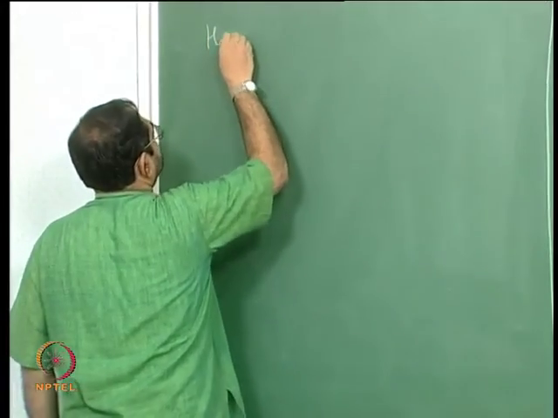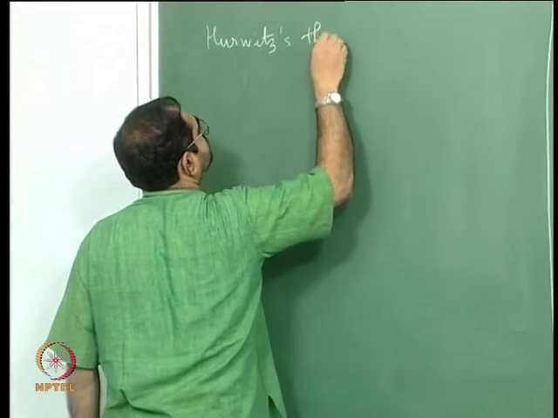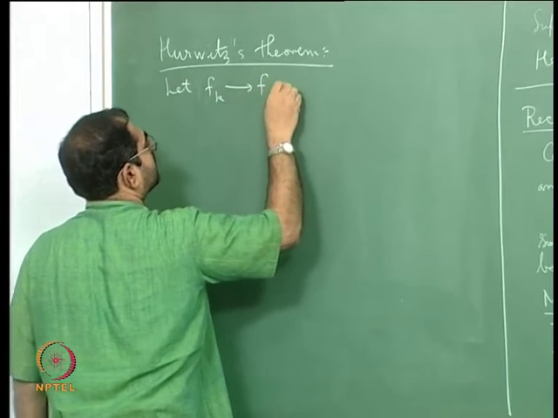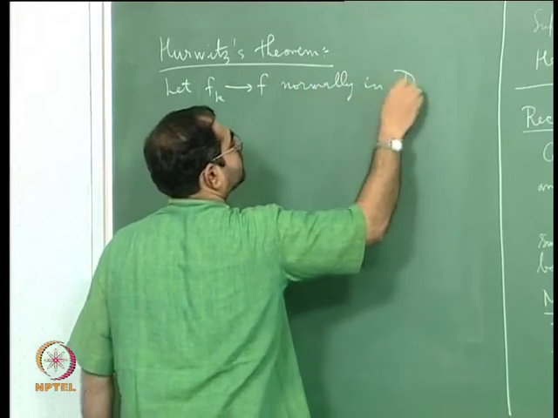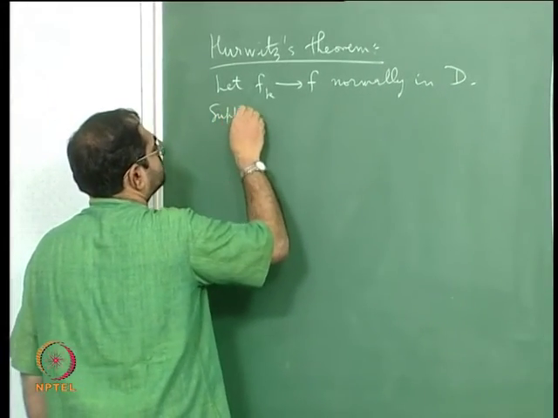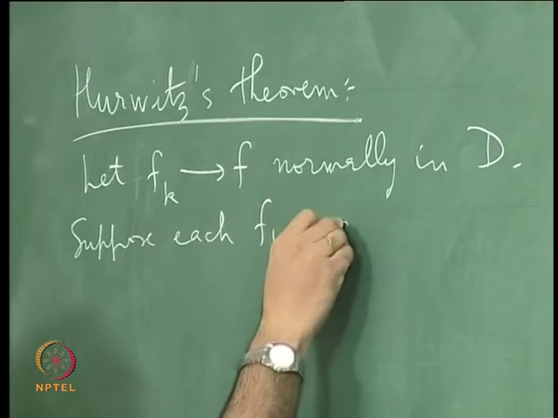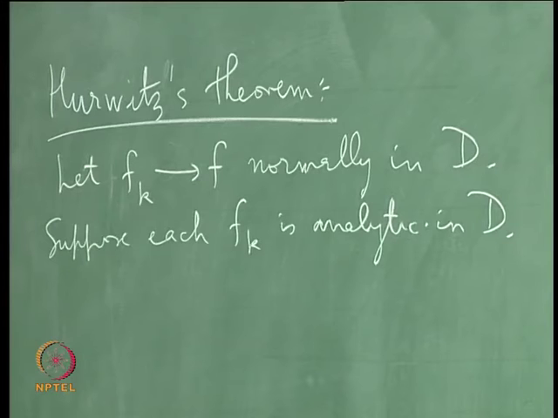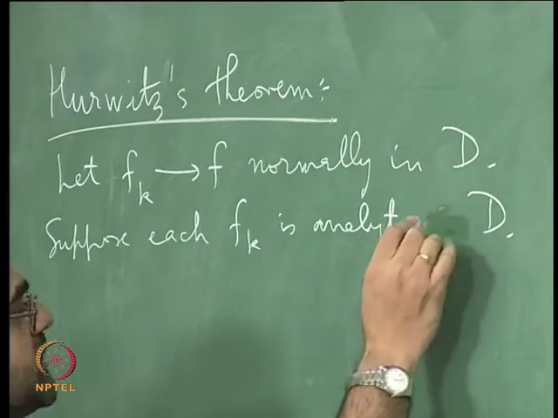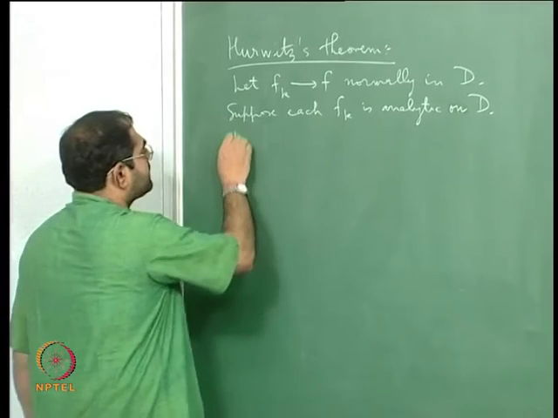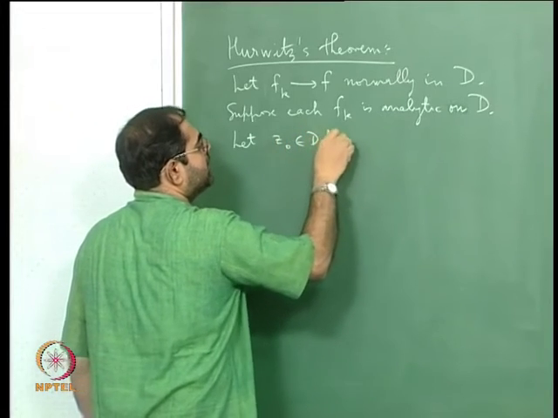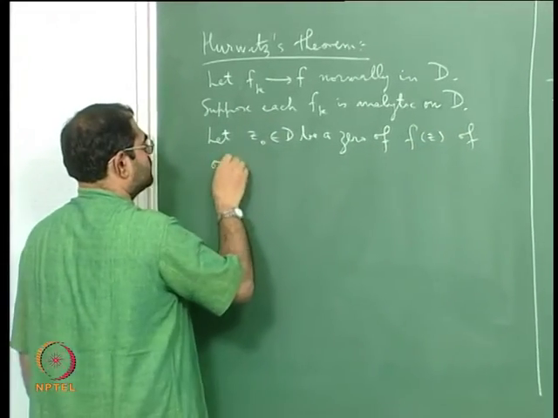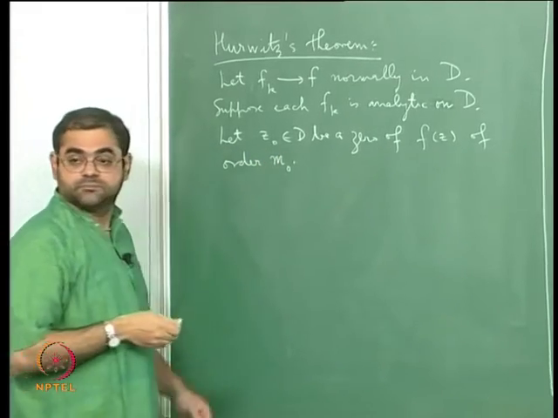So here is Hurwitz's theorem. Let Fk converge normally in D. Suppose each Fk is analytic in D, then by what I have told, F is also analytic on D. Let z0 in D be a zero of f(z) of order m0.